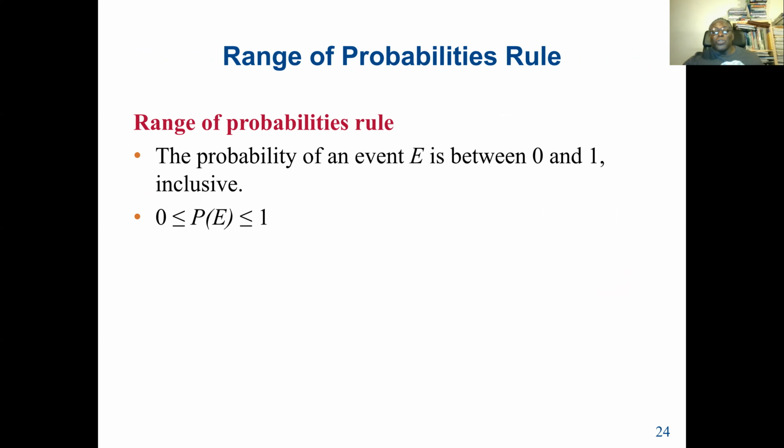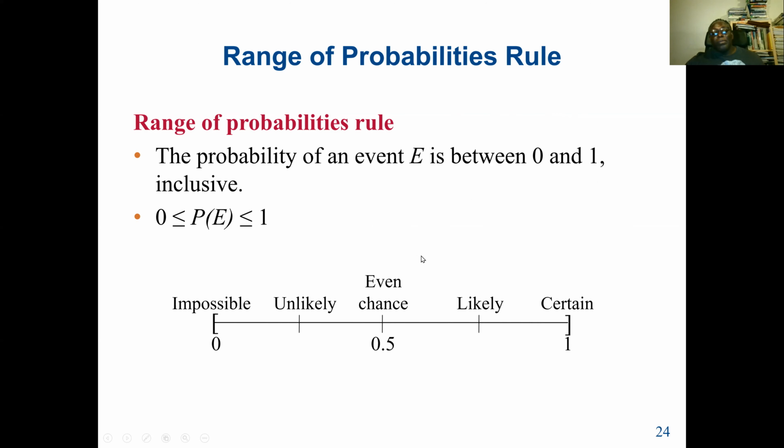And now we have a few rules of probability. The first is the range. The range of probability means what kind of values we can assign to probability. Normally it will be from 0 to 1. So the probability of event E is between 0 and 1, inclusive. Inclusive means including 0 and 1. So in this example here, we have even chance in the middle, likely and certain to the right, unlikely and impossible to the left.